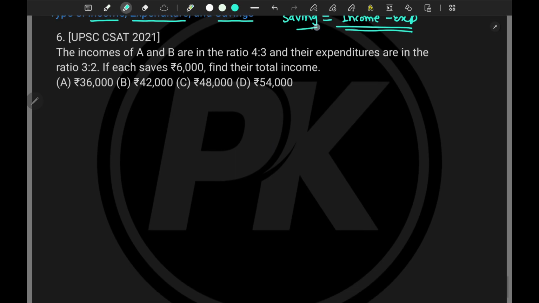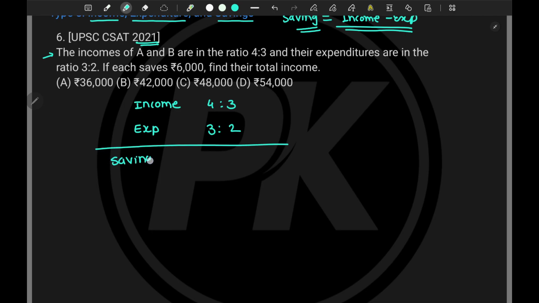Based on this logic only, the UPSC in 2021 asked this question. Here I will write income, and here I will write the expenses. The income of A and B are in the ratio 4:3, and their expenditures are in the ratio 3:2. Now tell me, what is saving? Saving is nothing but income minus expenses. So this is for A and this is for B.